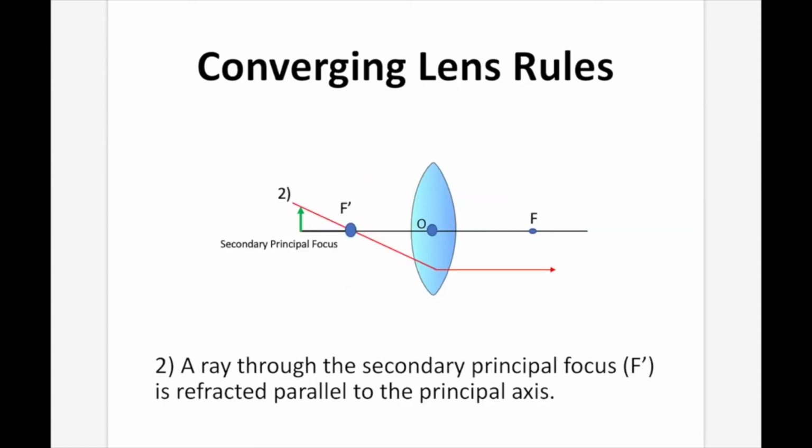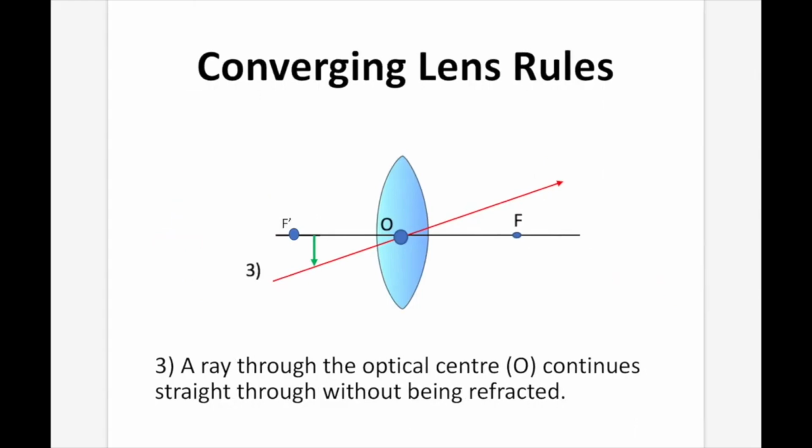Number two, a ray through the secondary principal focus, which is the same distance away as the focus but on the other side of the lens, is refracted parallel to the principal axis. So the ray goes through the secondary principal focus, hits the lens, and comes off parallel to the principal axis. Number three, a ray through the optical center, that's this guy right there, continues straight without being refracted.